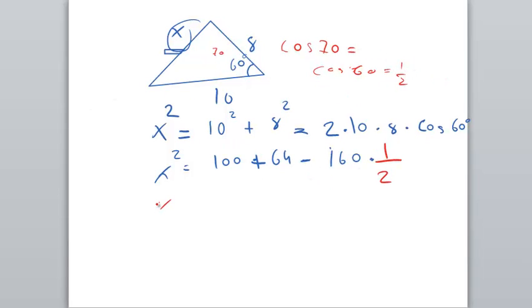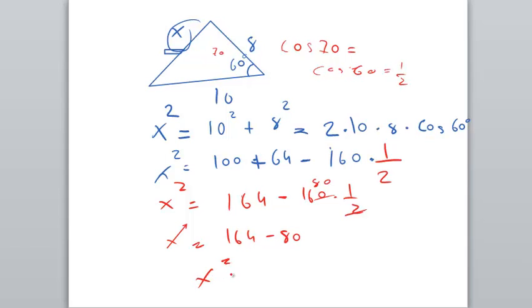So let's continue. X squared is equal to 164 minus 160 times 1/2, which will make it 80. So x squared is equal to 164 minus 80. X squared is equal to 84. So then we take the root, so x is equal to root 84. So this is the basic use of the cosine rule.